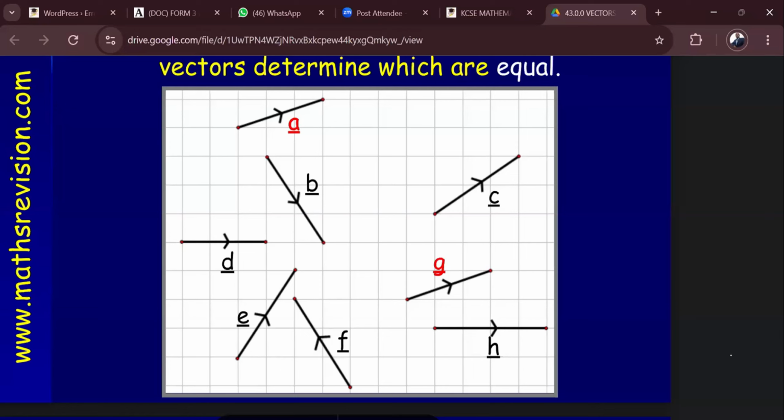A and G are equal. Do you have any other pair of vectors that are equal? What about D and H? They are not equal. Why? D and H are not equal since the direction is the same, but the magnitude is different. For D, we have 3 portions, 1, 2, 3, and for H, we have 1, 2, 3, 4. So those two vectors are not the same.